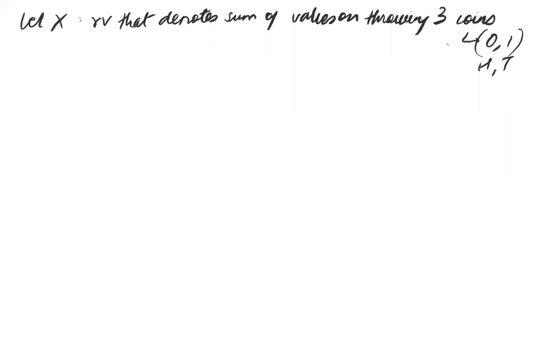So now let's look at this question. X is a random variable that denotes the sum of the values on throwing 3 coins. Now a coin will have two outcomes, heads or tails. So we consider heads to be 0 and tails to be 1. Just like you're throwing a fair coin with a probability of getting 0 and 1, you want to understand what is the value of X, where X is the random variable that denotes the sum of the values of the 3 coins.